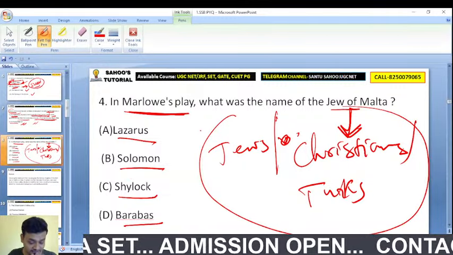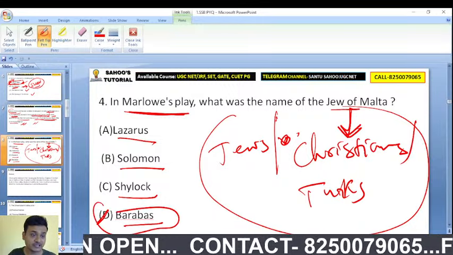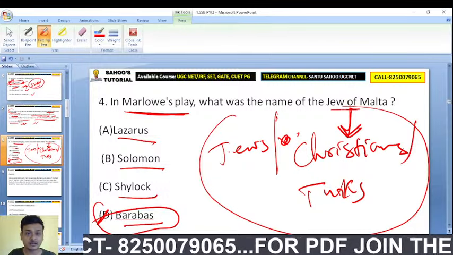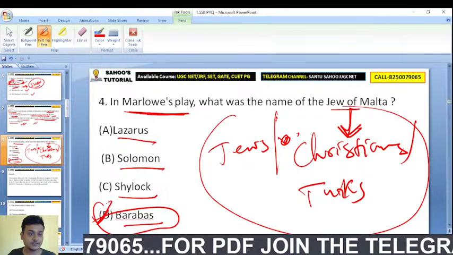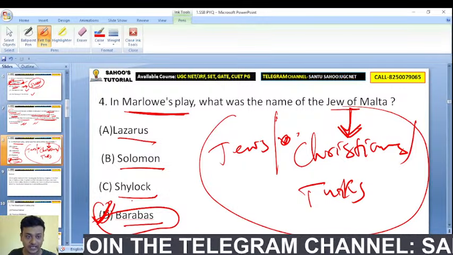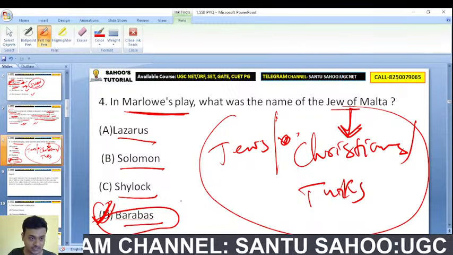Excellent. It is Barabbas. Barabbas is the villain as well as the hero of Christopher Marlowe's Jew of Malta. He is only obsessed with money and power, and at the end of the play, he will be punished.